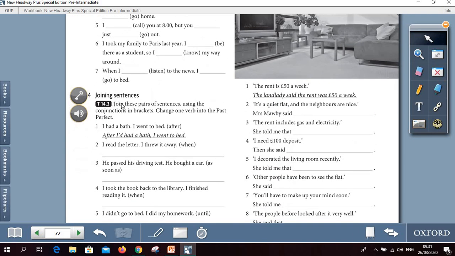Question 4 is about joining sentences. Join these pairs of sentences using the conjunctions in brackets. Change one verb into the past perfect. So we will join the 2 sentences with the conjunction between parentheses. Of course, we must change one of the verbs into the past perfect when needed.